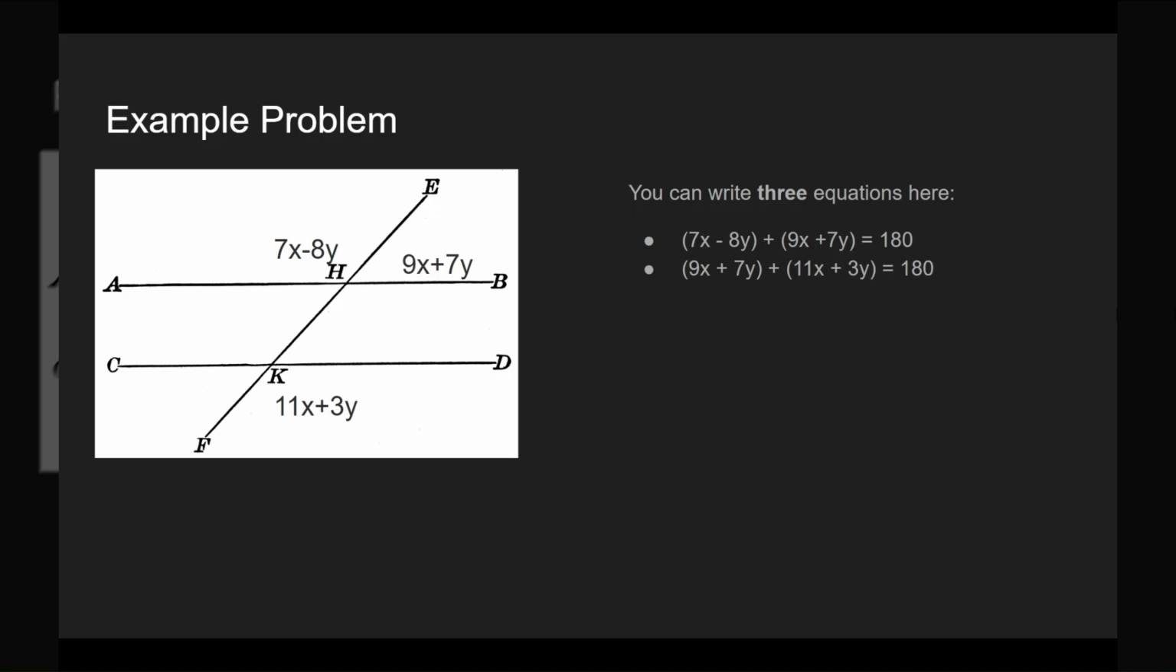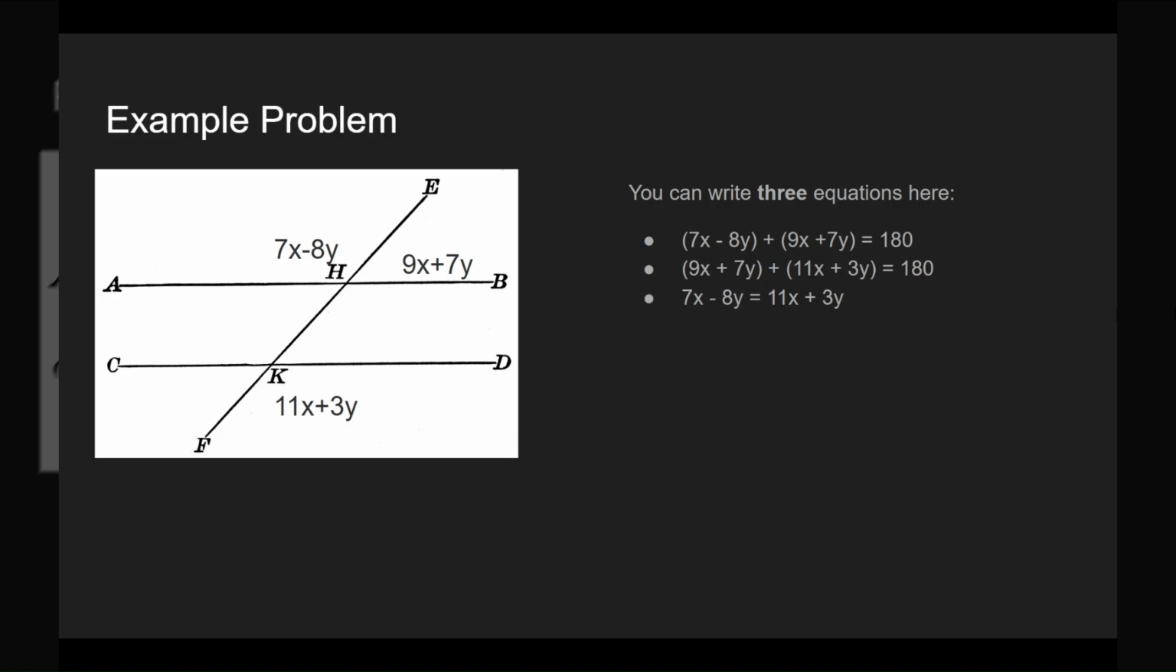Second equation, using angle EHB and angle DKF, those are same side exterior angles, which are supplementary. So we get 9x plus 7y plus 11x plus 3y equals 180. And then our third set of angles, we've got angle AHE and DKF, which are alternate exterior angles, which are congruent. So we can say 7x minus 8y equals 11x plus 3y.